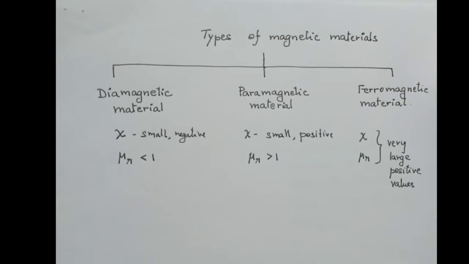The diamagnetic material with small negative values of susceptibility and relative permeability less than 1. Paramagnetic material with small positive values of susceptibility and relative permeability greater than 1. And ferromagnetic material with large positive values of susceptibility and permeability.